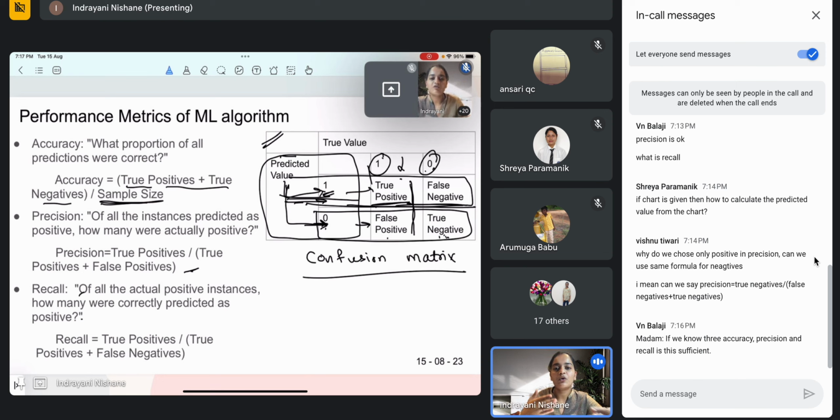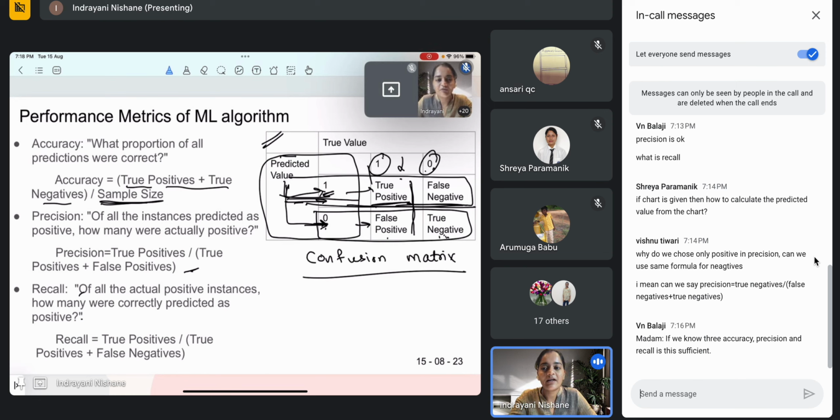So whenever we want to calculate accuracy, we will use the true positive in the formulas. But based on our requirement, like what is the prediction requirement, we will choose which of these matrices we want to select as our performance metrics, right? So that depends on what is our end game, what we want to predict, whether we want to predict positives or whether we want to predict negatives, right?